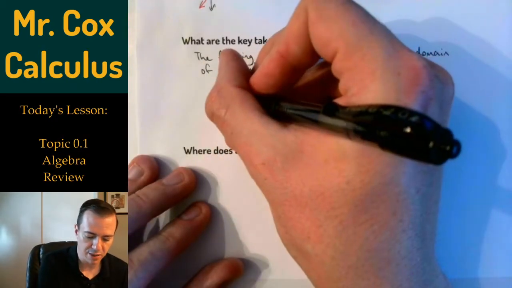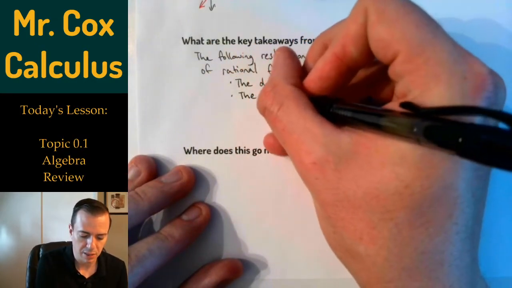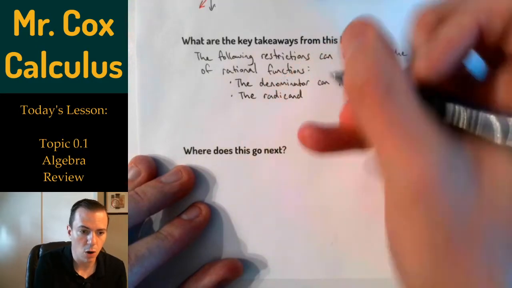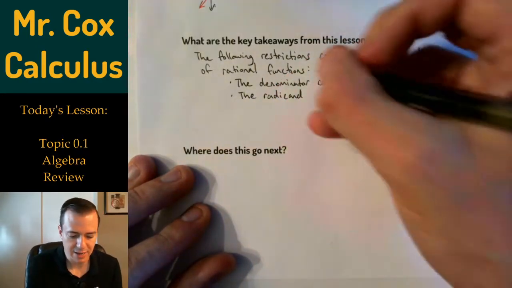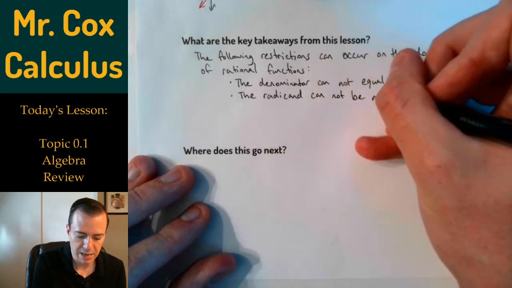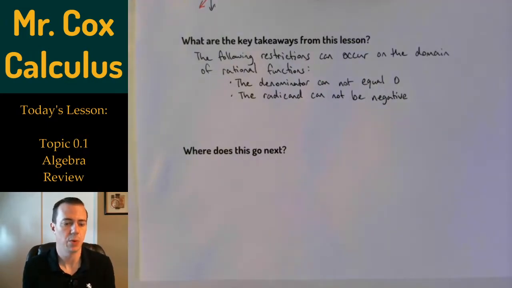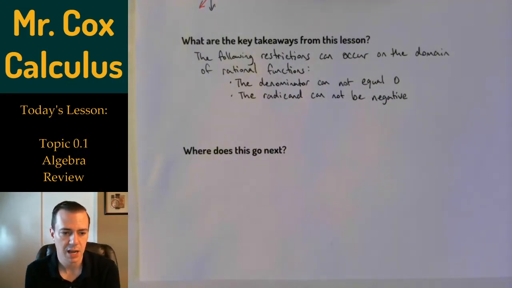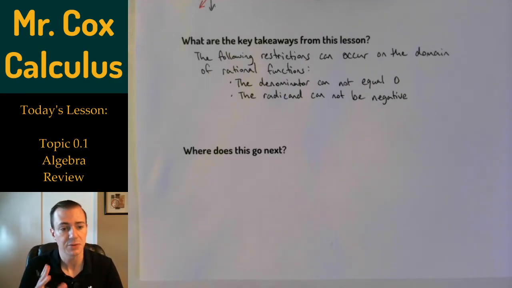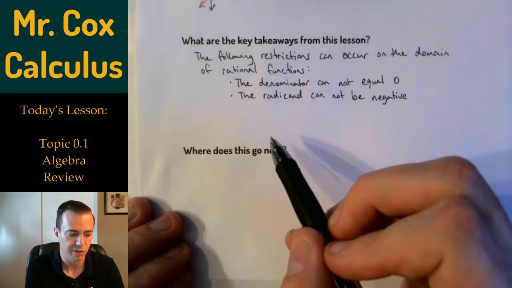The other main idea that we saw is that if there's a radical in our rational function, the radicand cannot be negative. And so we had to take whatever was under the square root and set it greater than or equal to 0, and then figure out what values of x were going to have to be restricted that way. So those are the two main restrictions of the domain we're going to be concerned about moving forward.